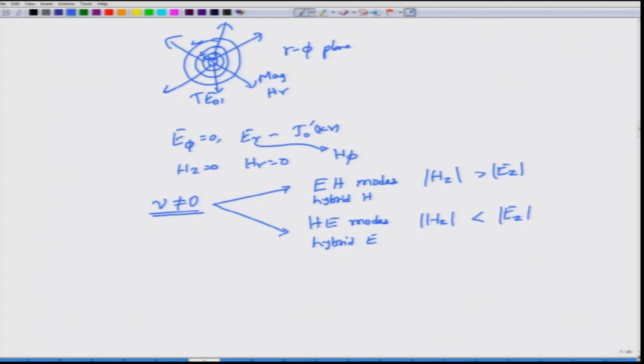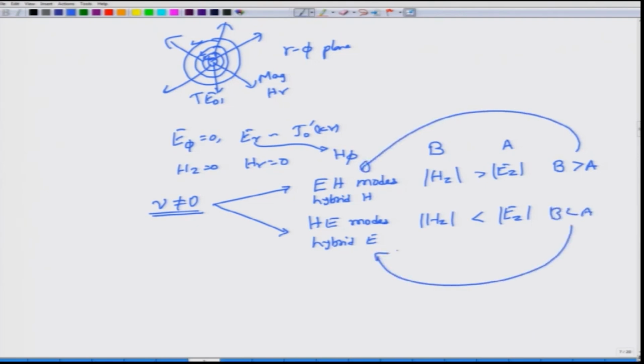And since we know that Hz will have an amplitude B in the core, Ez has an amplitude of A, the relationships are essentially telling you that if the amplitude B is greater than A, then you get what are called EH modes, and when B is less than A, you get what are called hybrid electric modes. Sometimes these are called E waves, and the corresponding hybrid H modes are called H waves.